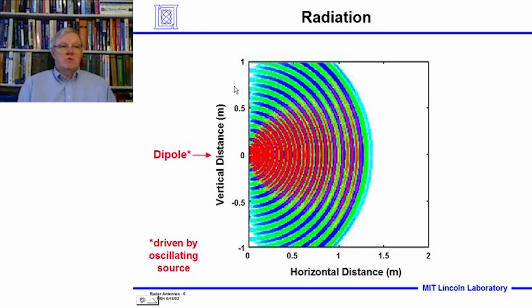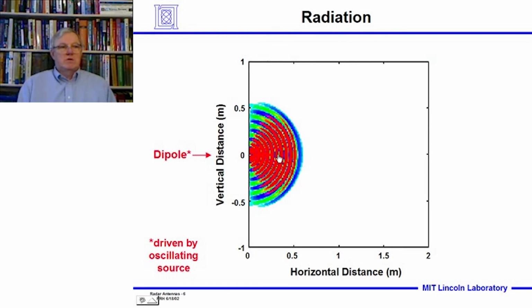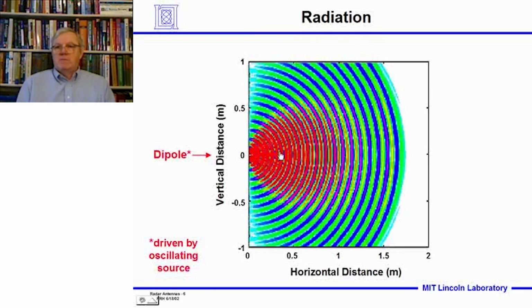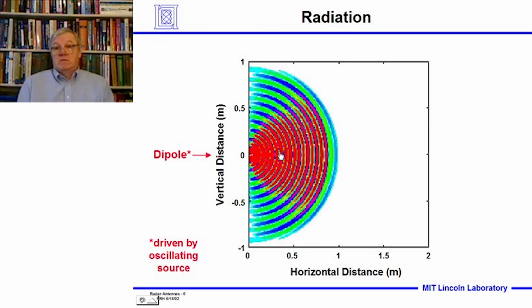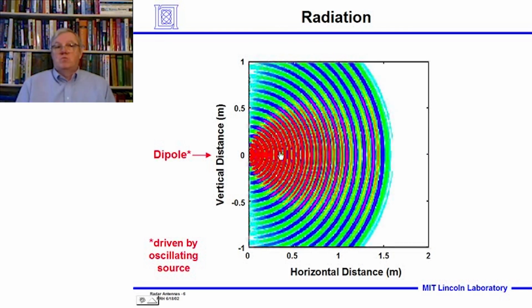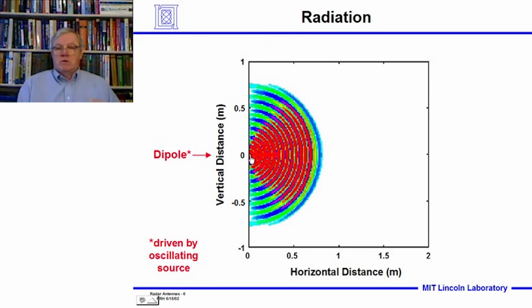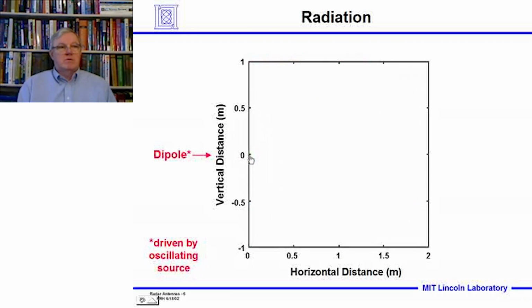But also energy goes backwards. Some energy, less energy, goes backwards. So there's going to be a real issue. How do we concentrate the energy? A dipole is a simple antenna, but it doesn't have a lot of directivity. How do we generate more directivity? It's an interesting question. And again, notice an oscillating source is driving this dipole.